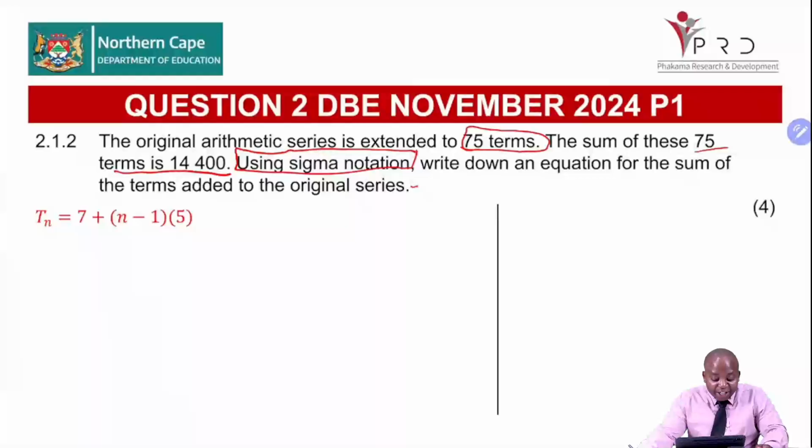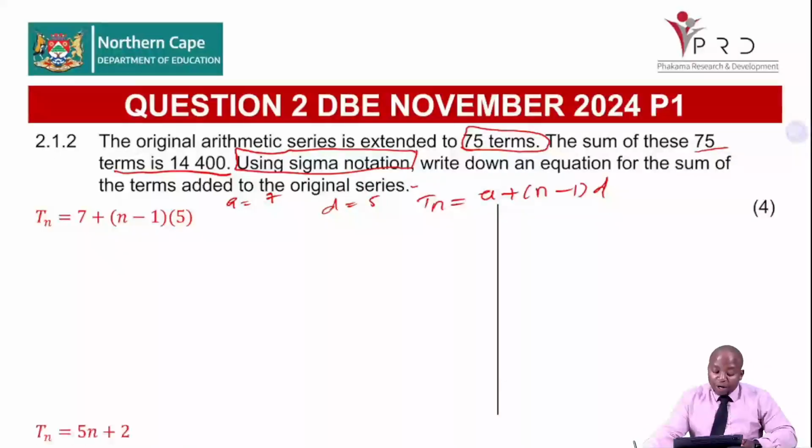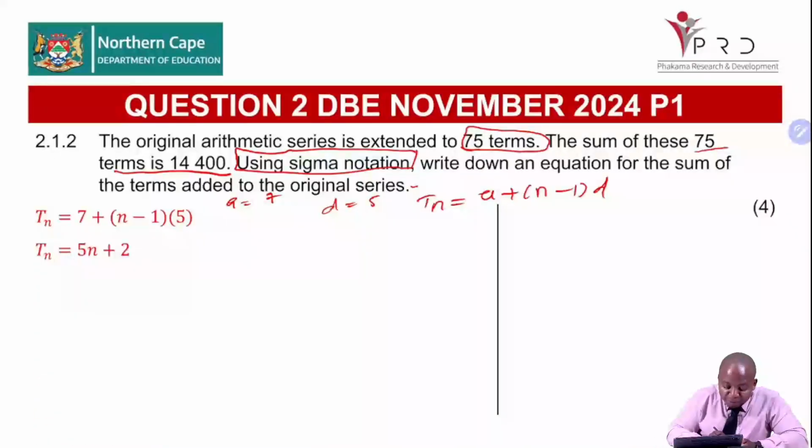Now, let us start here. Let us start by finding the general term for this one. Remember from the previous question, we established that A was 7 and D was 5. So we can find our Tn of an arithmetic sequence. It is going to be A plus (n minus 1) D. Then I can simplify my Tn to become 5n plus 2.